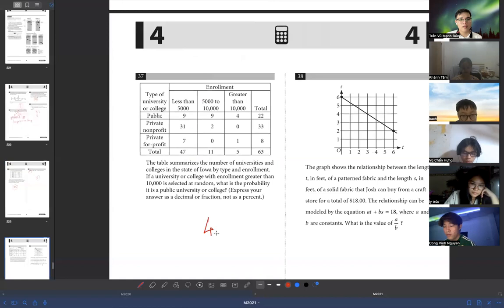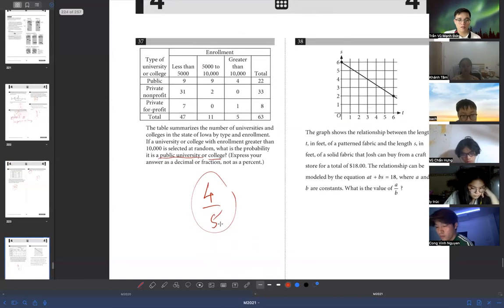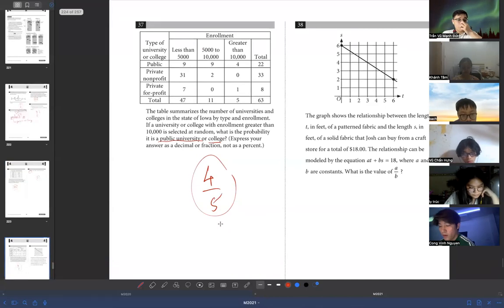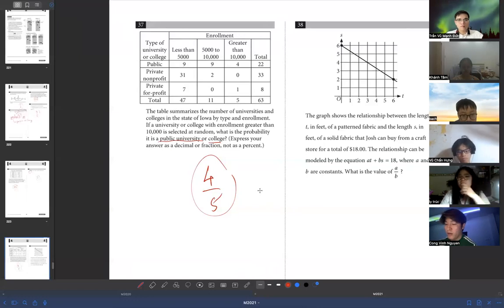The table summarizes the number of universities. What is the probability that a selected university or college with greater than 10,000 students is public? Tell me how you did this. I will take the value for public greater than 4,000 over the total.